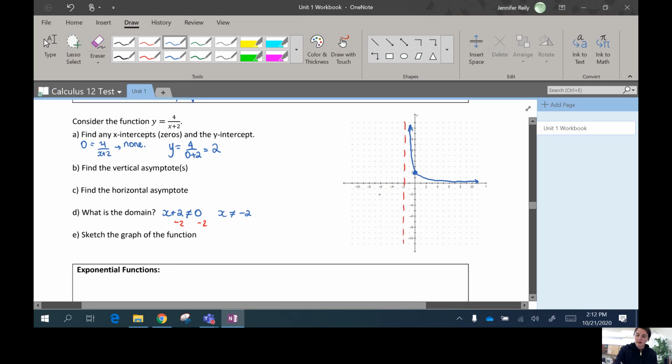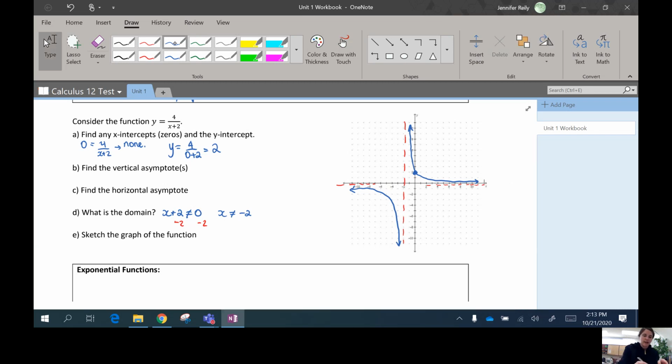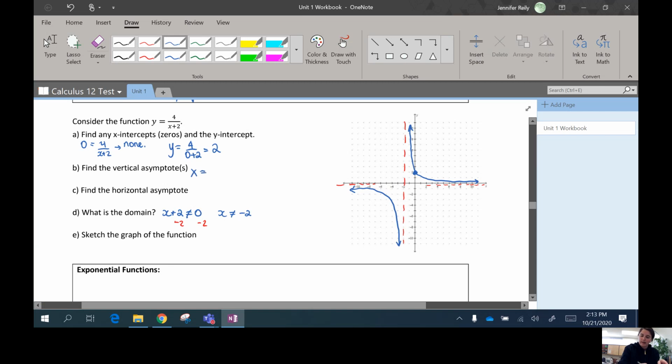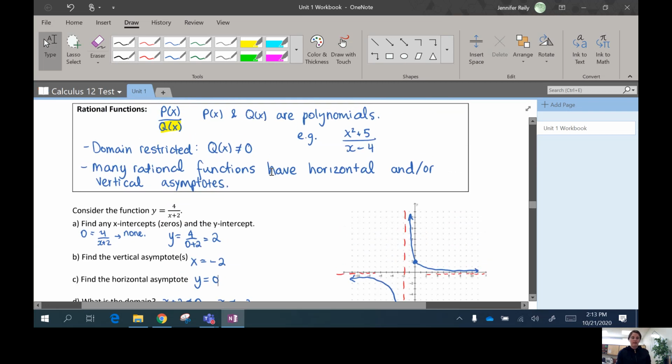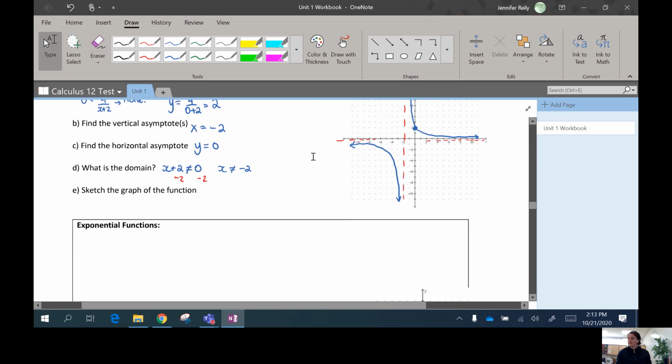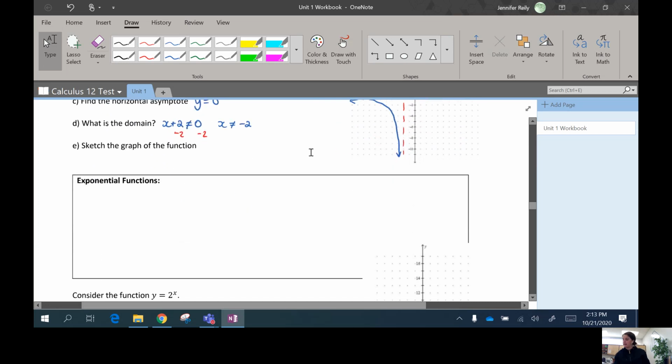So if your graph has asymptotes, it's likely a rational function, especially if it looks like this. Okay, so that's the graph of the function. The vertical asymptote is at x equals -2, and the horizontal asymptote is at y equals 0. Okay, so that's rational functions. And last is exponential functions.